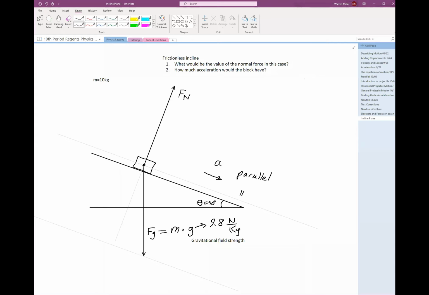Aaron? Isn't it the block itself? How does the block push itself? I don't know, because I saw that it looked like 10 grams. It's 10 kilograms, yeah, but the 10 kilograms creates weight. So that's the F_G. Okay.